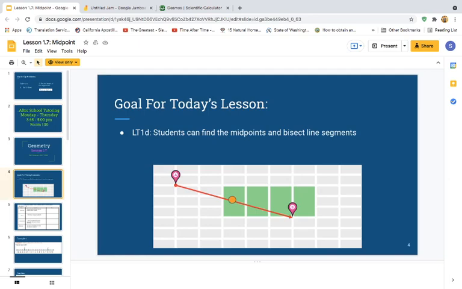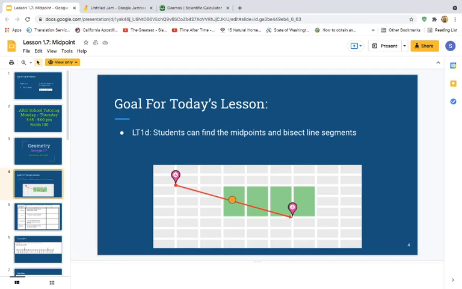Okay, the learning target for today is that students can find the midpoints and bisect line segments. I have the same image here that I had during the last lesson, because the applications for finding the midpoint of two locations or two points are very similar to those of figuring out the overall distance between two points. I added this orange midpoint line just to show you what a midpoint is.